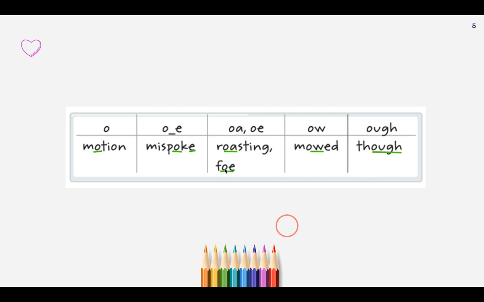The OA and OE in roasting and faux make the long vowel sound. These two spelling patterns, OA and OE, are vowel teams. The OW in mode and the OUGH in though both create the long O sound. However, the OUGH in though is not a very common pattern for the long O sound.